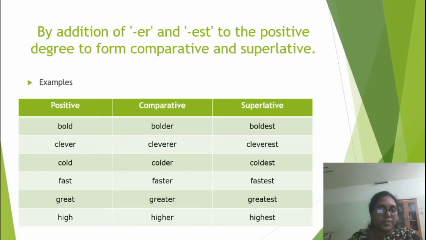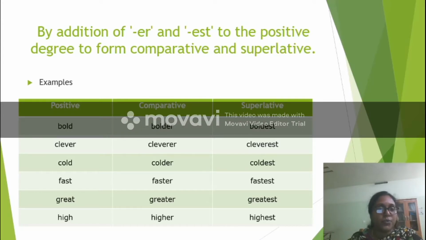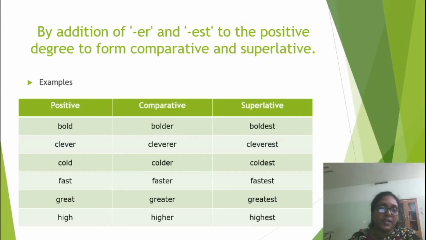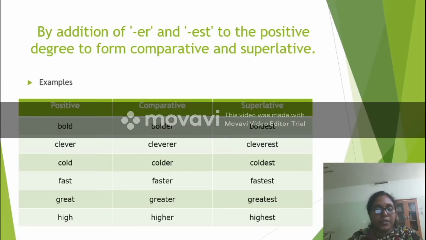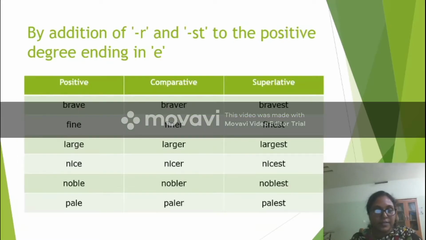There are different ways. The first way is to add the suffix er to the positive to make comparative degree, and est to make superlative degree. For example, bold, bolder, boldest, clever, cleverer, cleverest, cold, colder, coldest, fast, faster, fastest, great, greater, greatest, high, higher, highest.